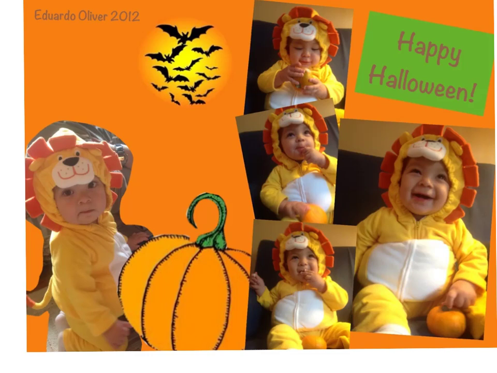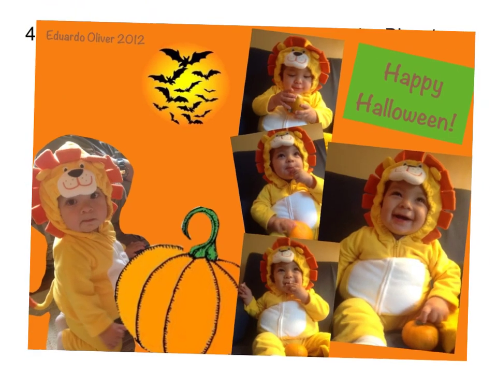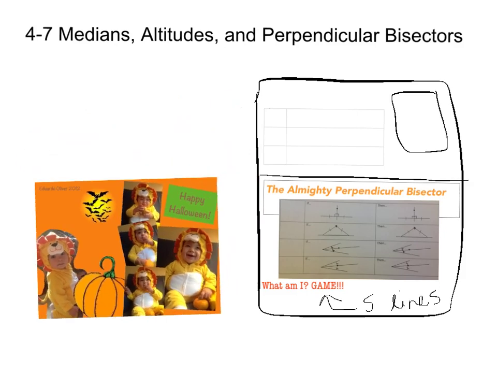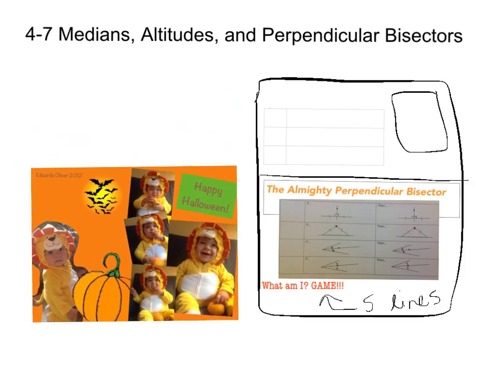Today your notes are brought to you by Halloween. Happy Halloween. And look at that adorable baby. Happy Halloween. Today your notes are 4-7, medians, altitudes, and perpendicular bisectors.